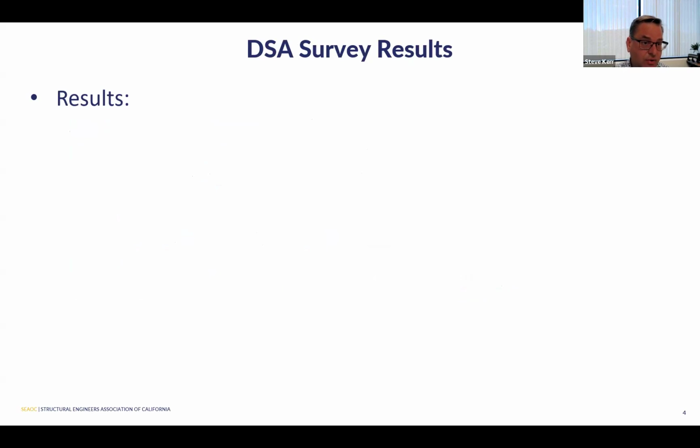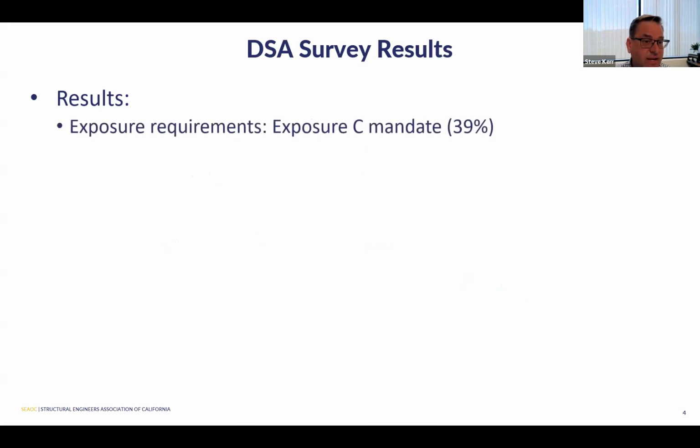So it's not current, but it gives you kind of an idea of what the state of the practice is throughout the region. So in the jurisdictions, 39% had an exposure requirement. So an exposure C wind requirement versus an exposure B. So some jurisdictions are mandating or giving a requirement for the exposure for their cities.